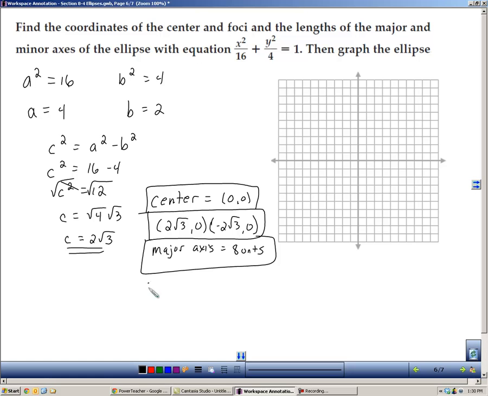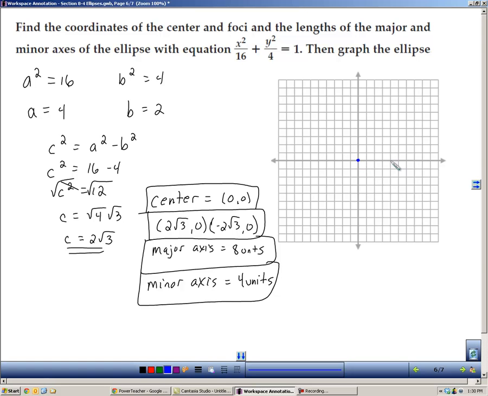And the b is 2, so my minor axis has a length of 4 units. So those are the four major things that we need to find out from this equation, and now we'll graph this. We know the center is at 0, 0.